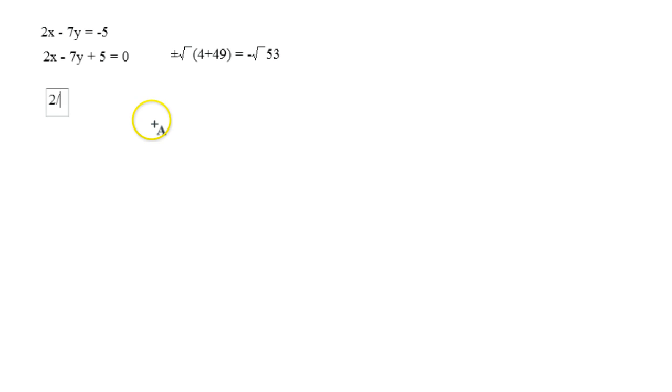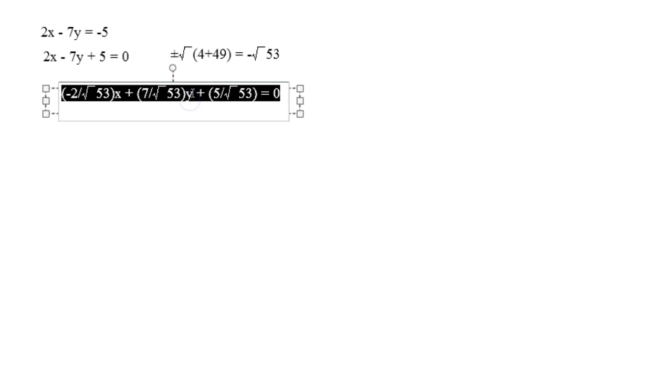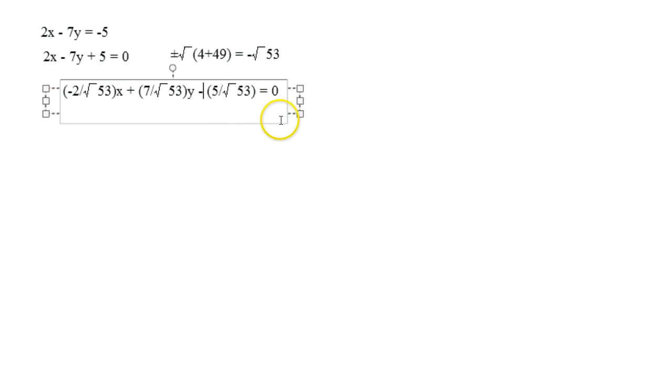So when I convert it, it should be negative 2 divided by the square root of 53, and this is going to be the x. Let's try that again. Negative 2 divided by the square root of 53 x plus 7 divided by the square root of 53 y plus 5 divided by the square root of 53 equals 0. When you convert it to normal form, you just divide by this number. Oh, and this should turn into a negative version. There we go. I forgot about that negative part.